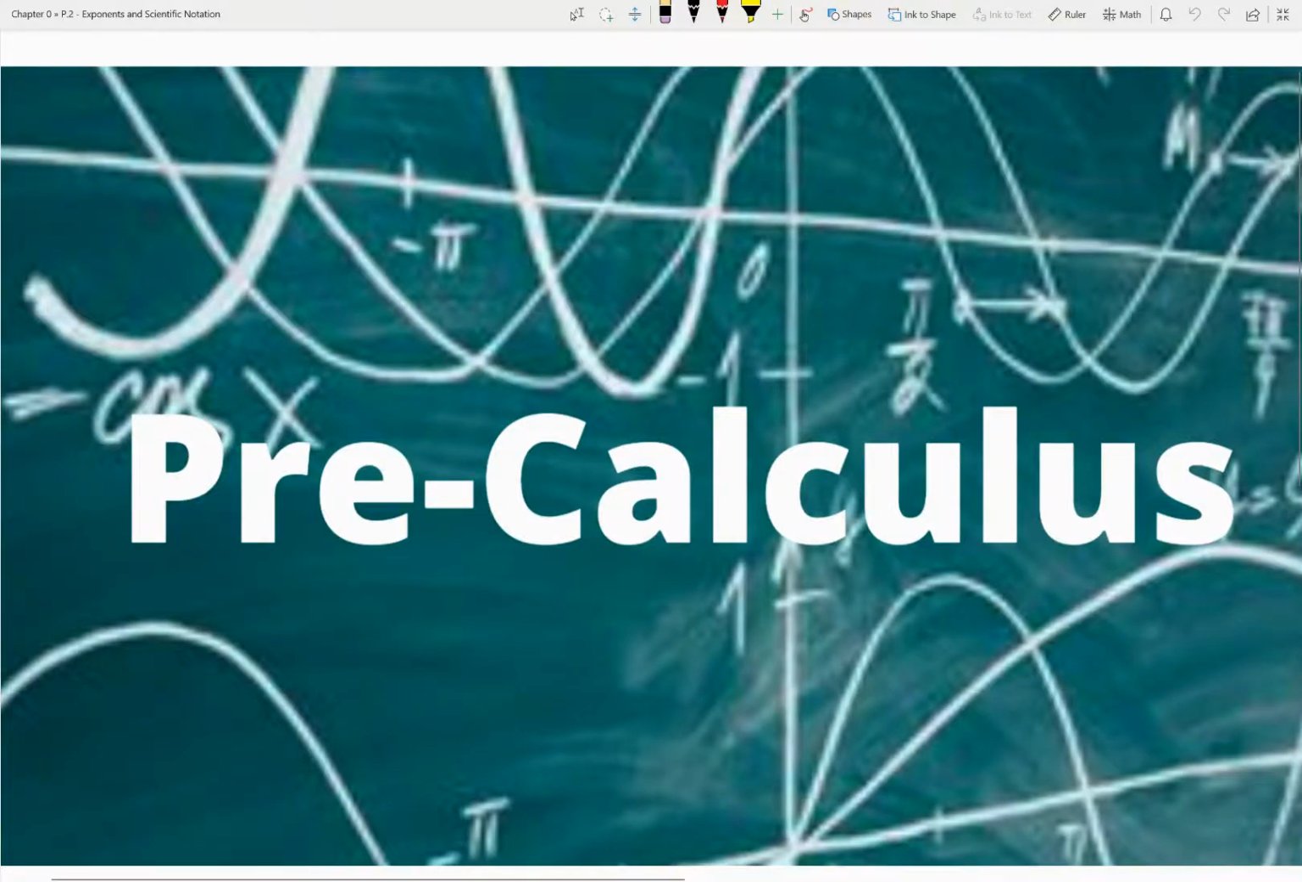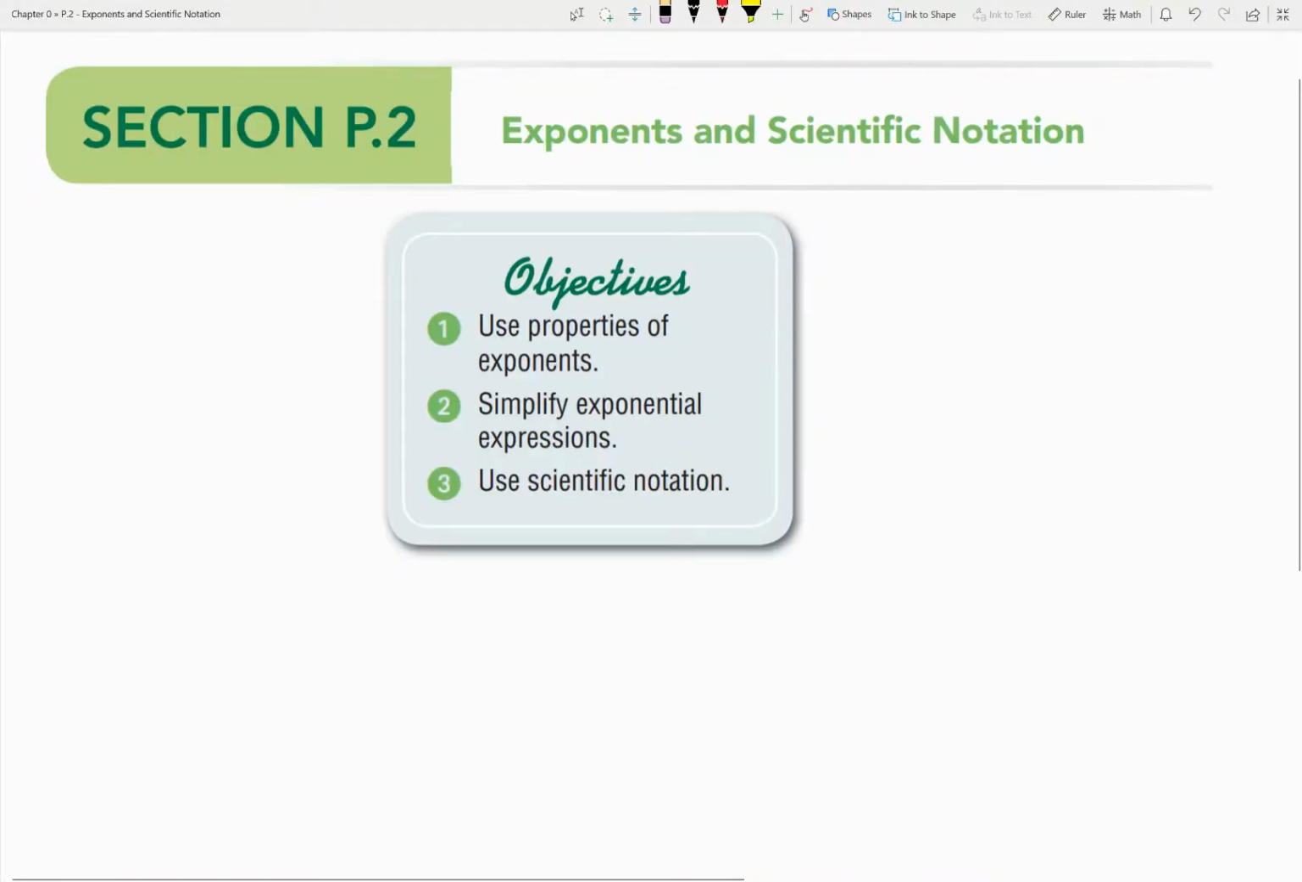Welcome to Online Precalculus. Today, we're going to cover section P2, which is exponents and scientific notation. The objectives for this section are to use the properties of exponents, to simplify exponential expressions, and finally to use scientific notation, and then we'll do some word problems, some application problems using scientific notation, big numbers.